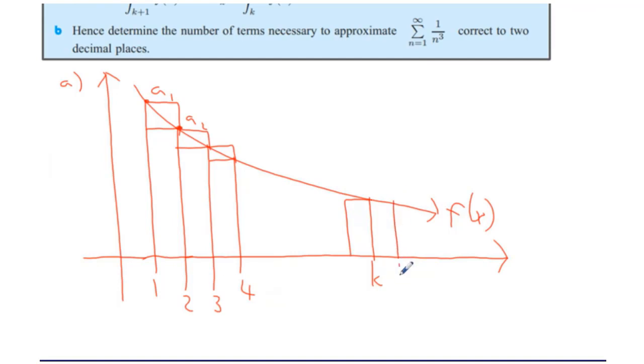And then after that, we have k plus 1, k plus 2, and so on. So these rectangles that we don't include, which may be upper, may be lower, they represent the error. So we're going to say we include everything up to k. After that, we stop and we don't include things anymore.